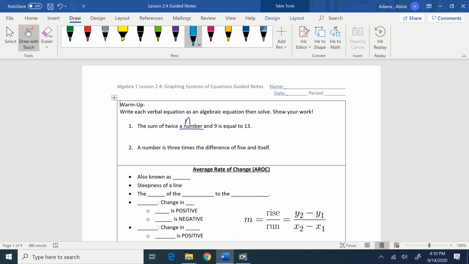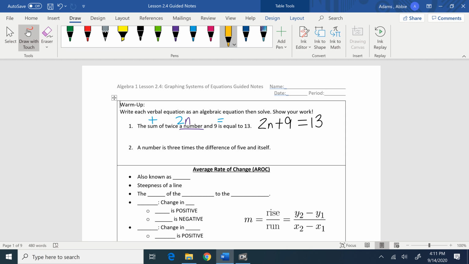Now let's look at some of the operations that are happening here. The sum is going to be our addition operation. And then it says is equal to, well, is going to be equal to. And when you have twice a number, that means we're going to multiply that variable n by 2. So let's write this out. I now have the sum, so I've got 2n plus 9 is equal to 13.